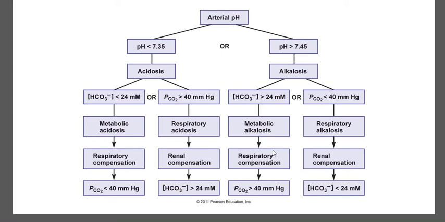So respiratory compensation, how do we get it? The lungs are going to decrease ventilation. So in metabolic alkalosis, you have hypoventilation. Why do you get hypoventilation? So you retain carbon dioxide. You try to retain carbon dioxide because carbon dioxide is an acidic gas. The body tries to retain it, so it neutralizes the alkalosis.